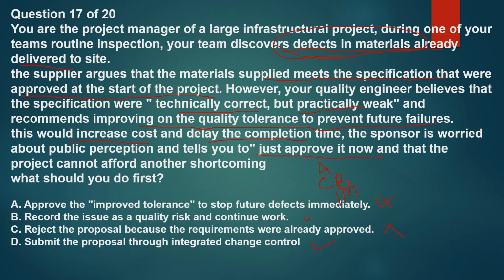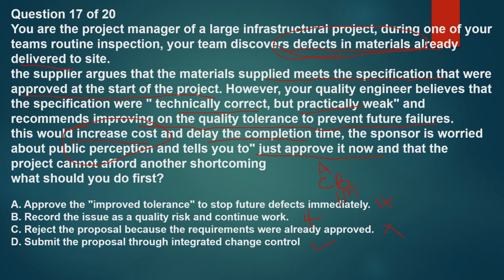Record the issue as quality risk and continue work. You are going to record, but you cannot continue work when it's clear that the public perception is wrong. So this is out of it completely. That is an extreme case.